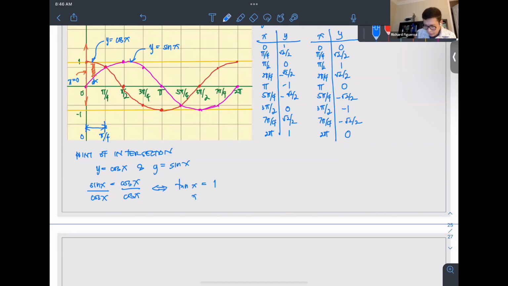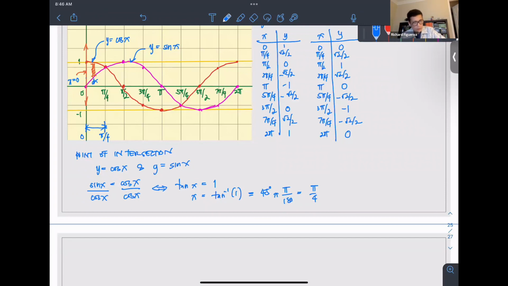Then cosine x over cosine x is 1. And so we get the value of x: x is inverse tangent of 1. Inverse tangent of 1 is 45 degrees, or pi over 4. We can convert the degrees into radians by multiplying by pi over 180 degrees, so that makes it 45 over 180, which is 1/4, or pi over 4. Okay, so now we have our boundary.